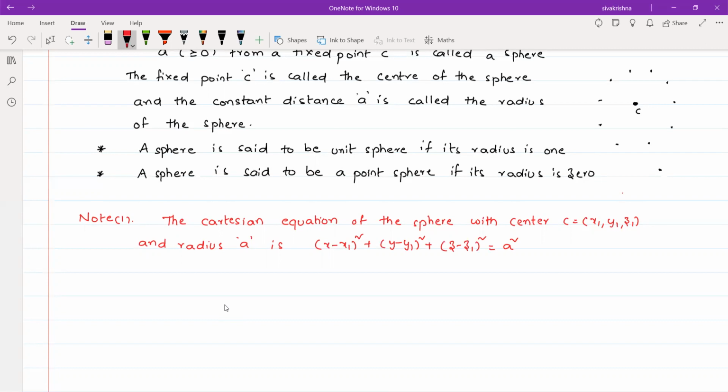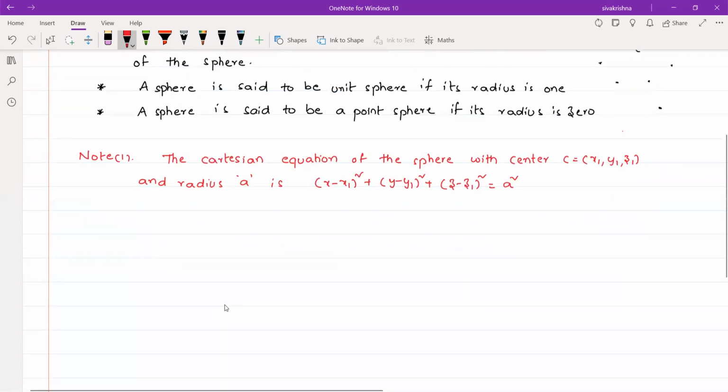Of course, this is the Cartesian equation of the sphere with the center and radius. Whenever we have been given center and radius, if you want to find the equation of the sphere, then we can use this particular formula. Okay, right. So coming to the next note point, that is the second one.